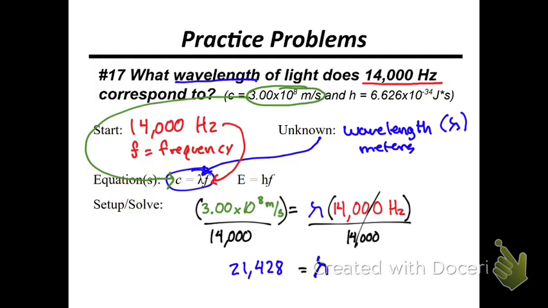21,428. But of course, we do need to round according to the rules of sig figs. You never pay attention to constants. You only look at what you were given at the very beginning. 14,000 has 2 sig figs in it. So we need to round our final answer to 2 sig figs.